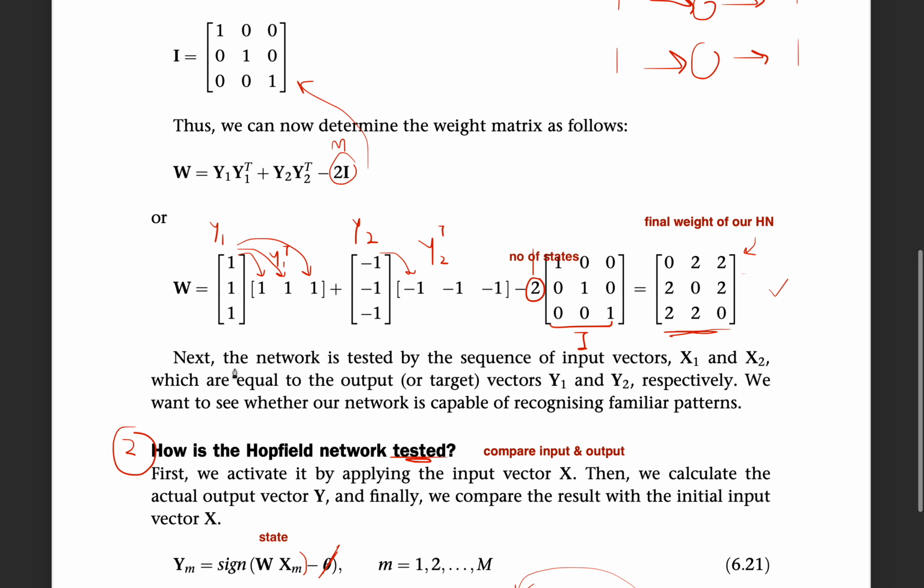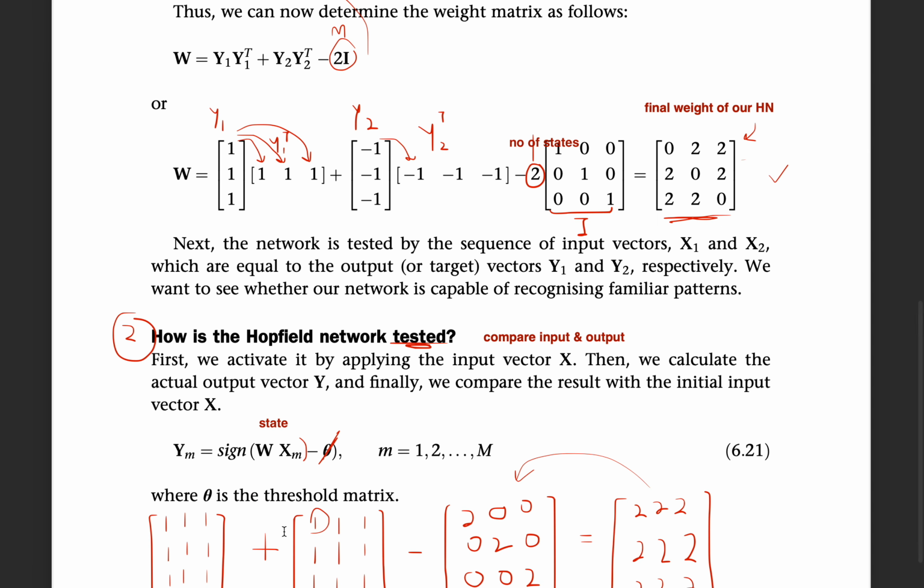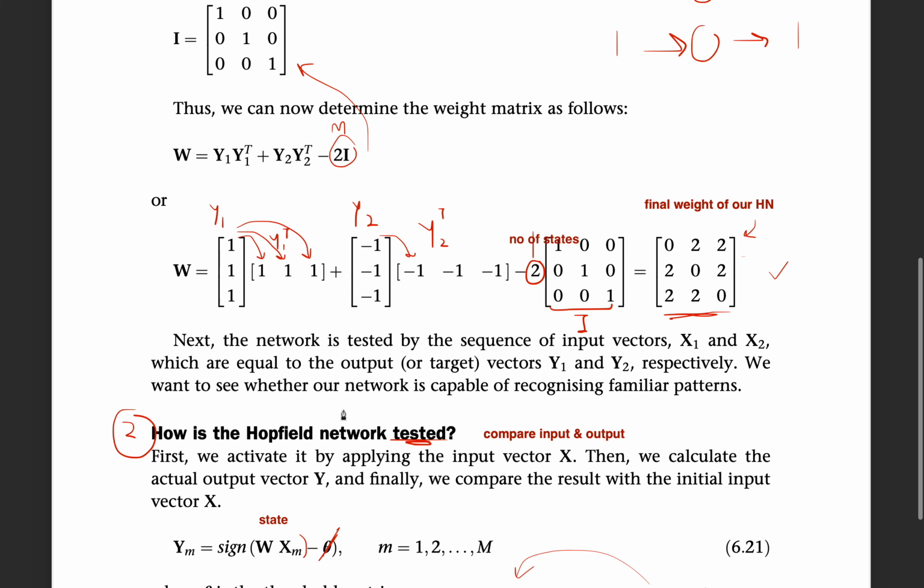Okay, so the second step, step 2, is testing. How do we test? We must make sure the input is equal to the output. We need to compare the input and output, and we must make sure the input is the same as its output. So how do we compare? For the testing step, we also have a formula. Let's see how it tests.